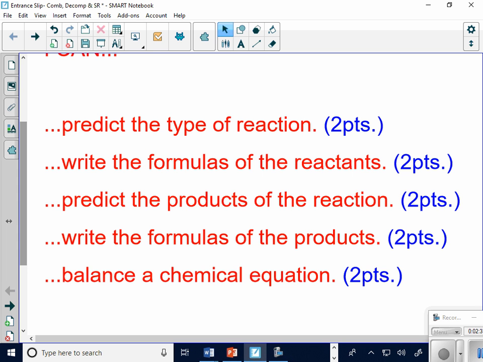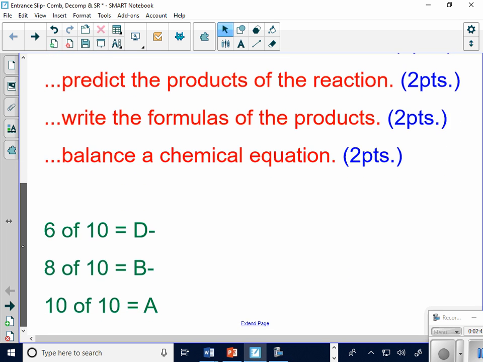So once again, being the math genius that I am, if I can only do 6 out of the 10, that's 60%. That's a D minus. If I can do 8 out of the 10, it's a B minus. What's my goal? I want 10 out of the 10, because 10 out of the 10 is the A. Right? 10 out of the 10 is the A.